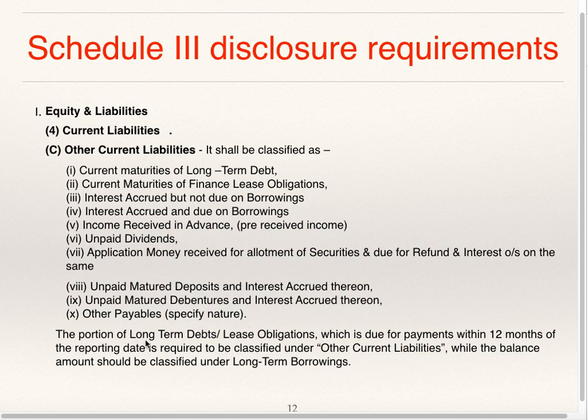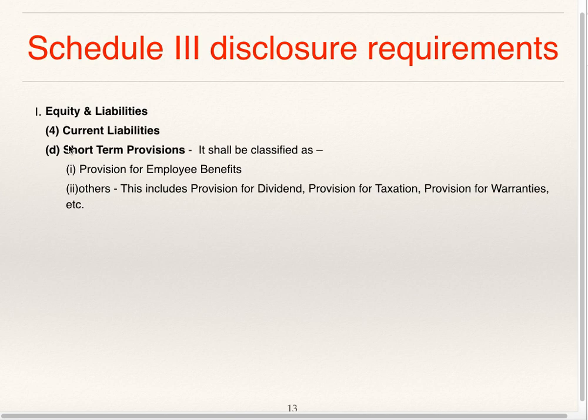Here, the portion of long-term debt or lease obligation which is due for payment within 12 months of the reporting date is required to be classified under other current liabilities, while the balance amount should be classified under long-term borrowings. Now, the fourth subhead under current liabilities is short-term provisions. Short-term provisions shall be classified as provision for employee benefits and others. Others includes provision for dividend, provision for taxation, provision for warranties, etc.